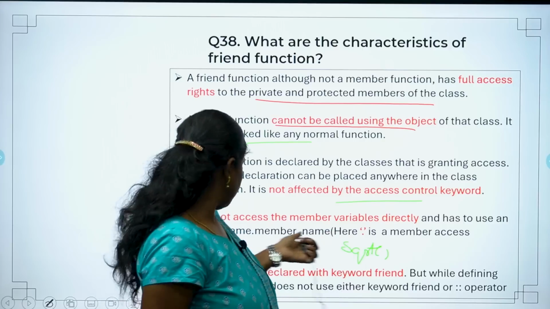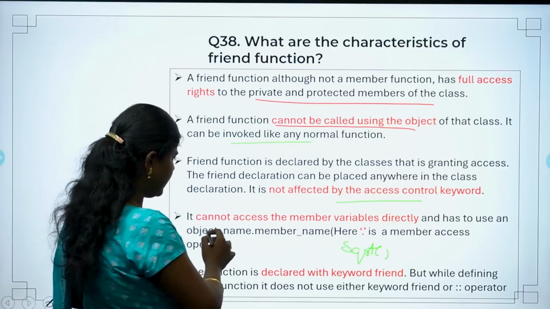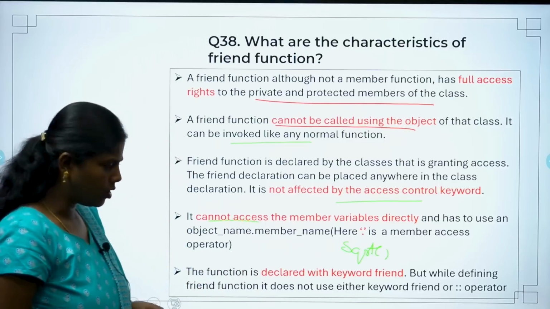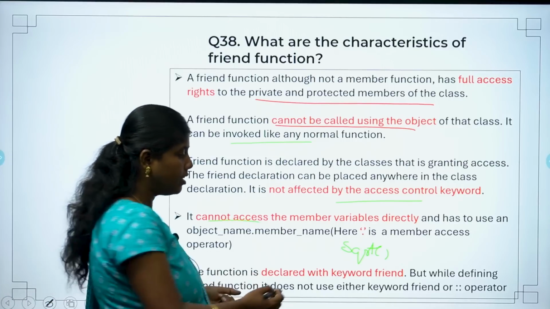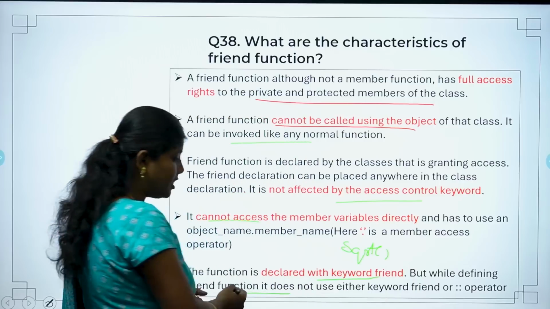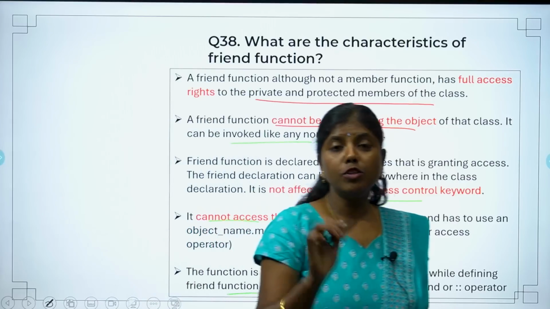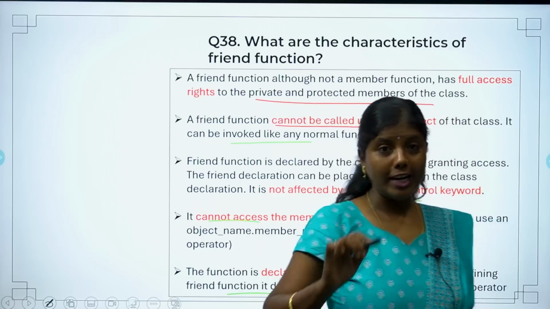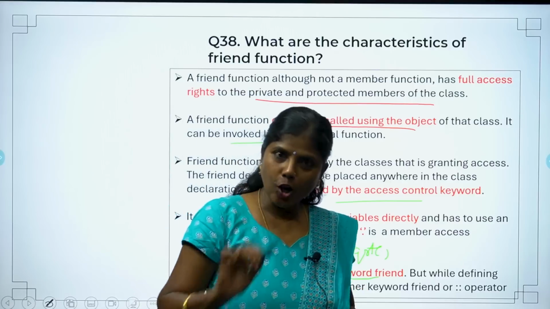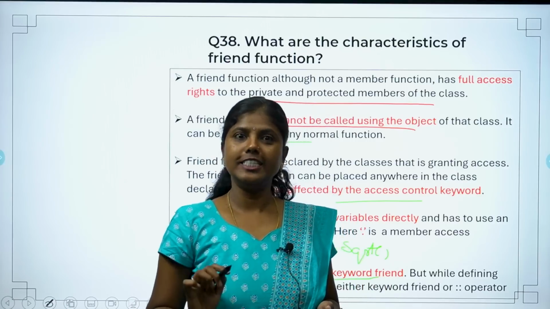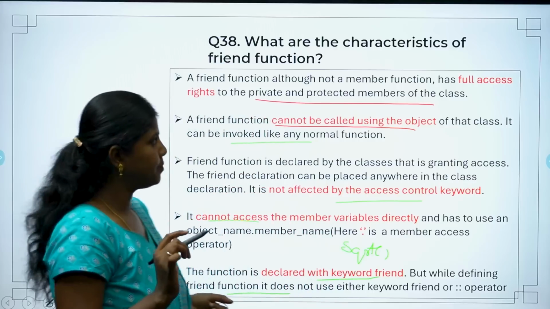The dot operator is a member access operator. When you have to access the members through an object, we use the dot operator. The function is declared with the keyword friend, but not for the definition. Since it's a non-member function, we will not use the scope resolution operator for defining that function. So we define it normally, call it normally, but access members not directly, only through an object with the dot operator. Is the point clear? Yes.